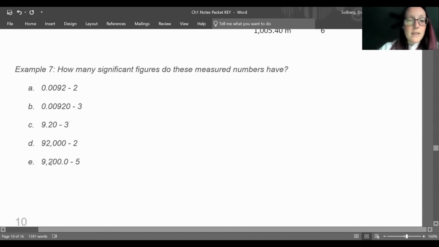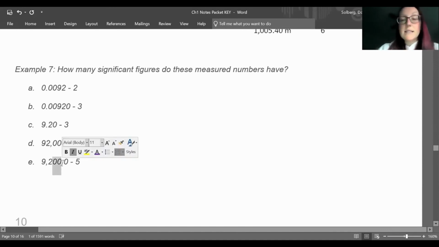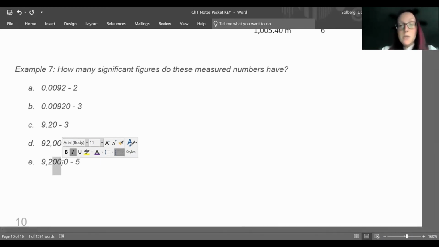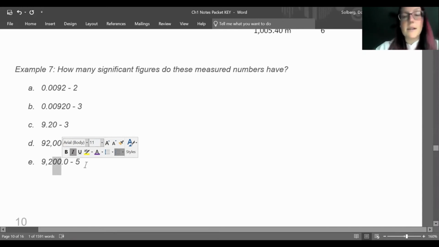That would make these ones here considered sandwich zeros, or there are also zeros at the end. Those do count because there is a decimal. So all those zeros at the end are going to count if there is a decimal.